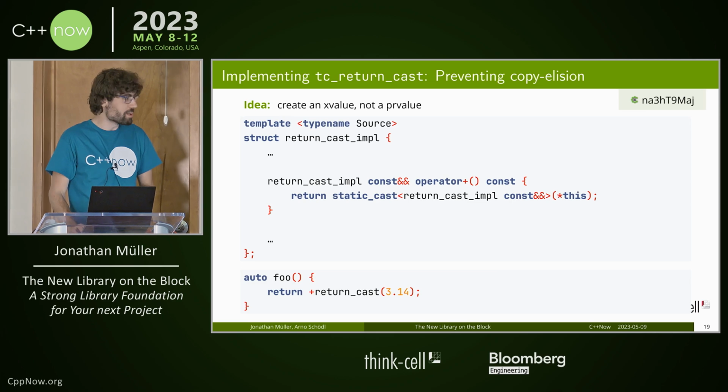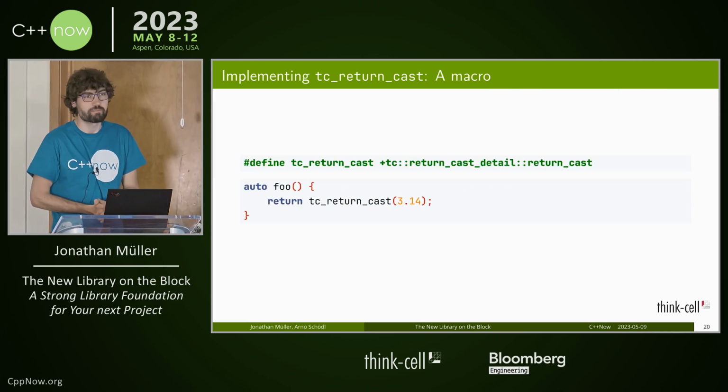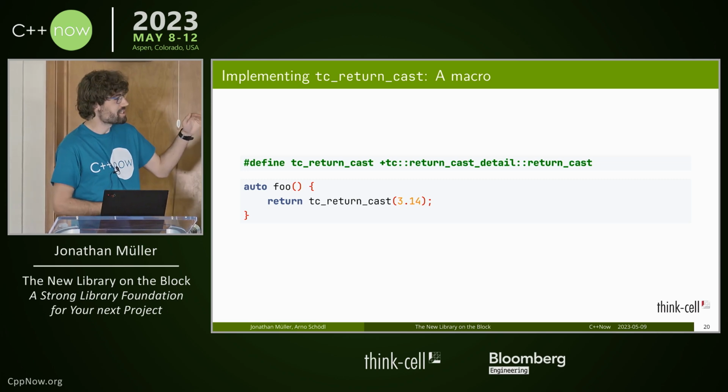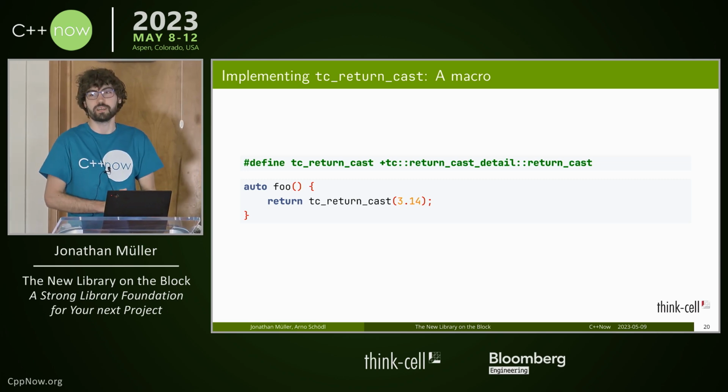Yes, exactly. So we can do that by using a macro, right? Just define tc return cast to be plus, call that function. And now when you return tc return cast, this will be the automatic compiler.